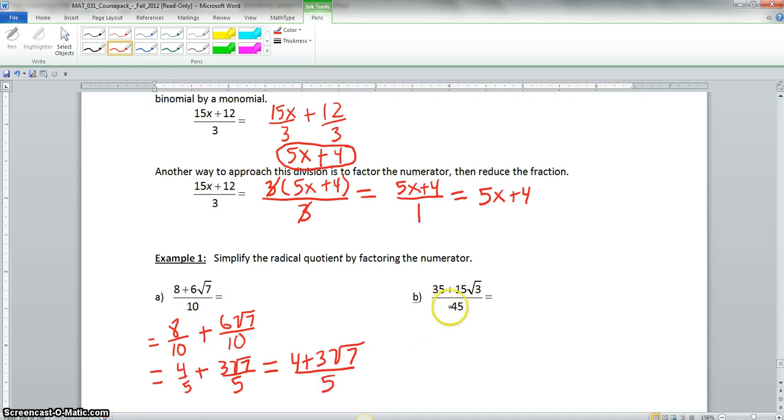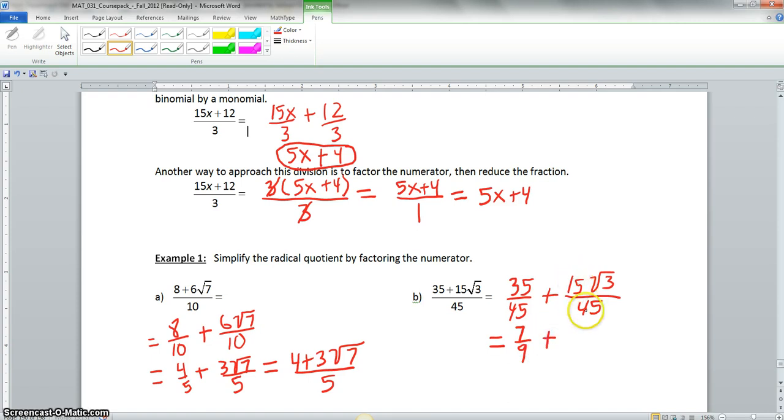Now we go to B. We could do the same thing here. We would have 35 over 45 plus 15 square root 3 all over 45. Now, 35 and 45, we know they both have 5 in common. So we would divide the numerator and denominator by 5, and that will leave us 7/9.